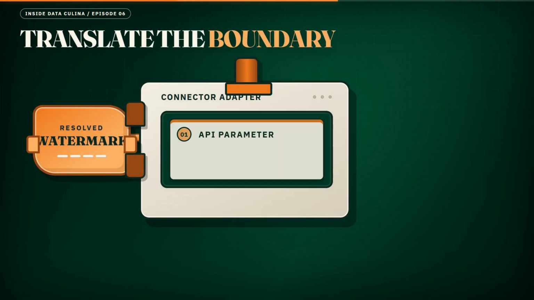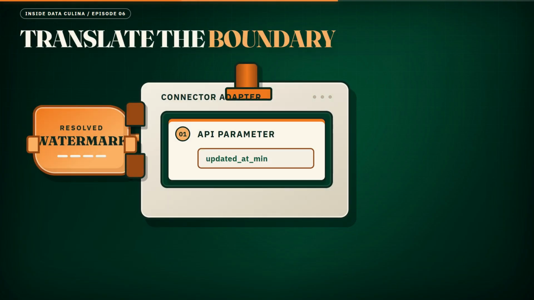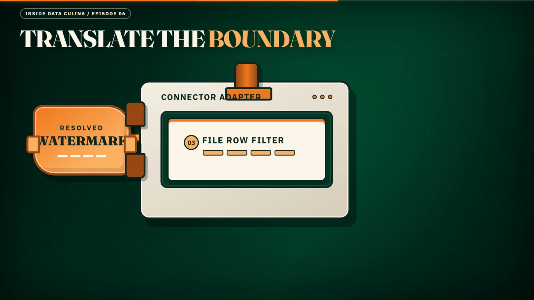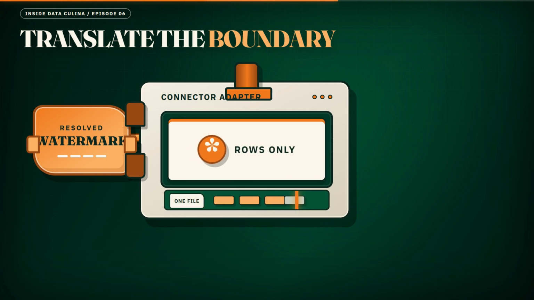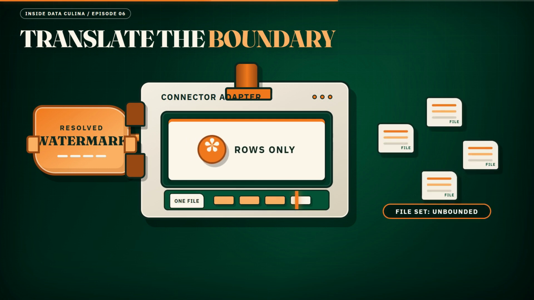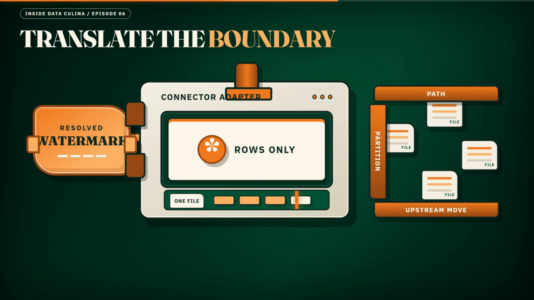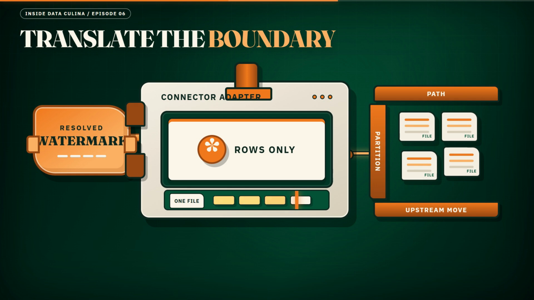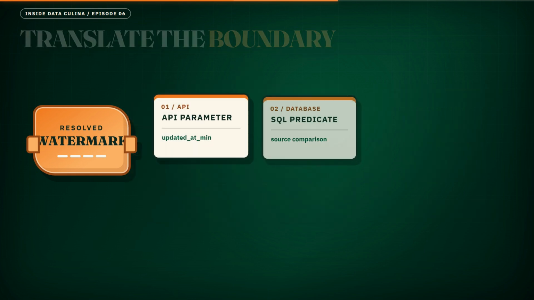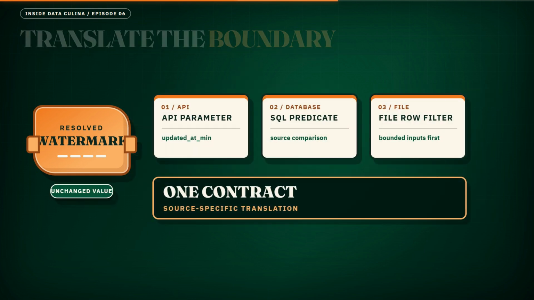Once resolved, the connector translates the watermark. An API can map it into its configured delta parameter. A database query receives a predicate, source delta column greater than the resolved watermark. For file sources, Spark applies a configured row filter. Important asterisk: filtering rows inside files does not discover only newly arrived physical files. The path, partition, or upstream file movement must still bound what Spark reads. The contract stays consistent while connector behavior remains honest. Platform agnostic does not mean every source speaks with the same accent.